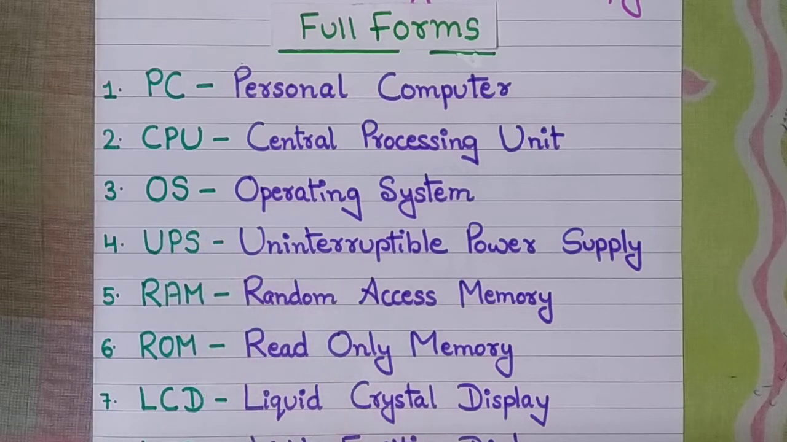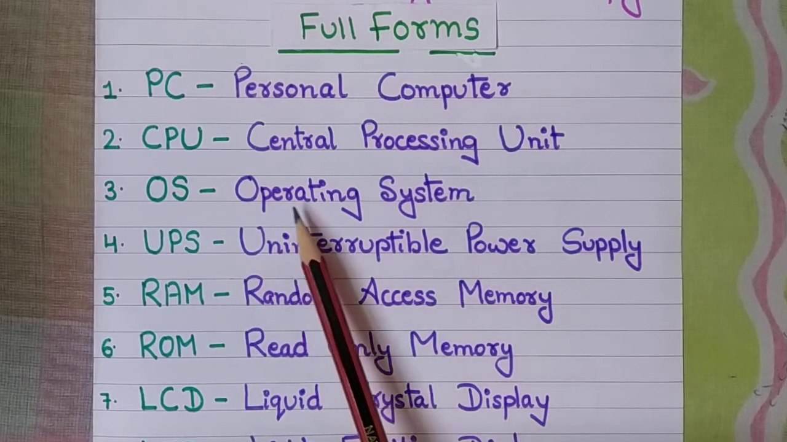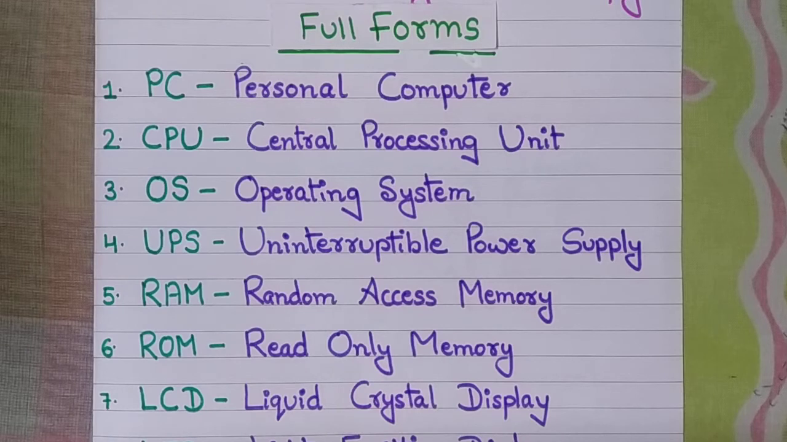OS, operating system. Without an operating system, the computer system can't work. It requires an operating system so that the user can give instructions, and accordingly the computer gives the output or the result. So an operating system is required to perform any task on the computer. It is necessary for any system.